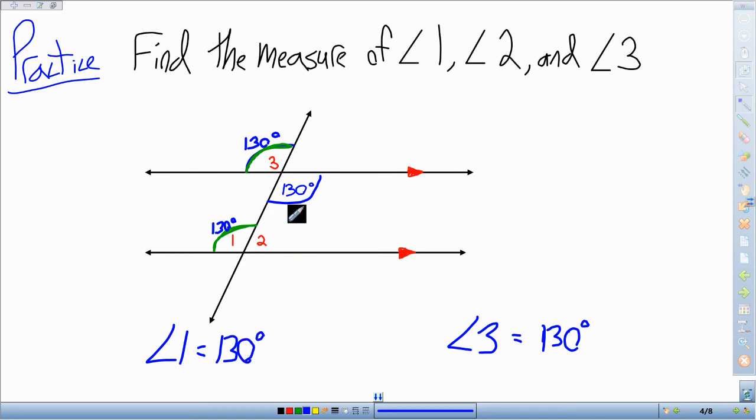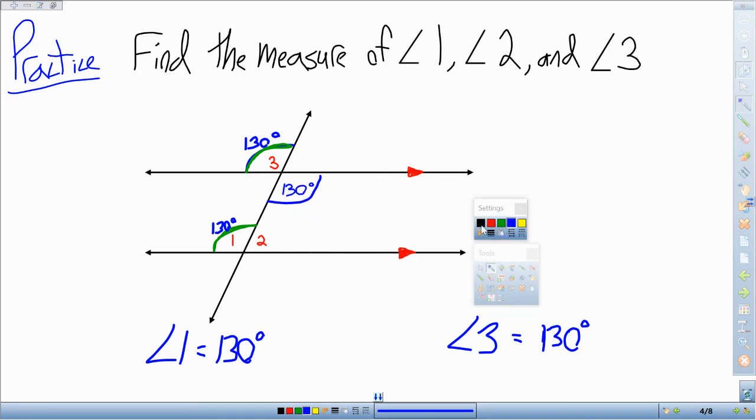Okay, just by the way, I could have also used this 130 and noticed that these were alternate interior angles and they also would have been congruent. Okay, there's a few ways to find these answers. Okay, last one I want to find is angle 2, and I have a few options. Here's the one I'm going to choose.